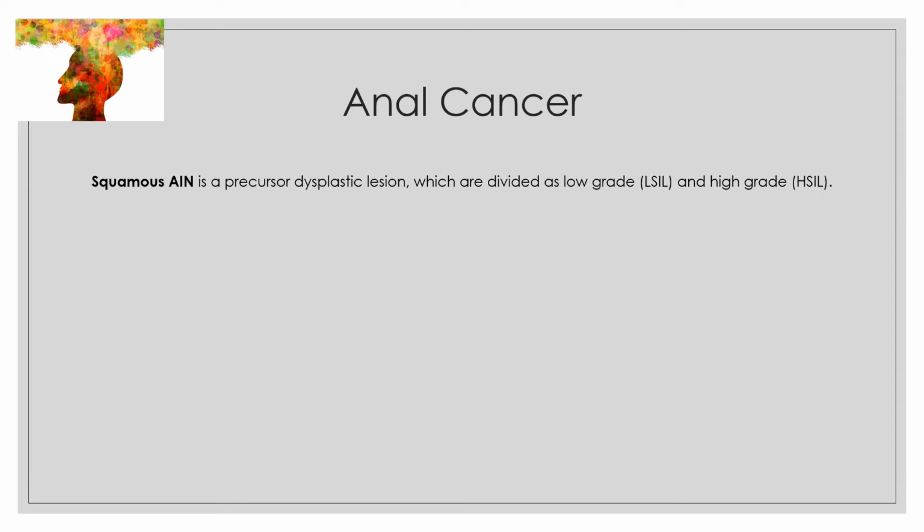Squamous AIN is a precursor dysplastic lesion, which is divided as low grade or high grade. Usually the low grade lesions are typed under AIN1 and the high grade lesions are typed under AIN2 or 3.